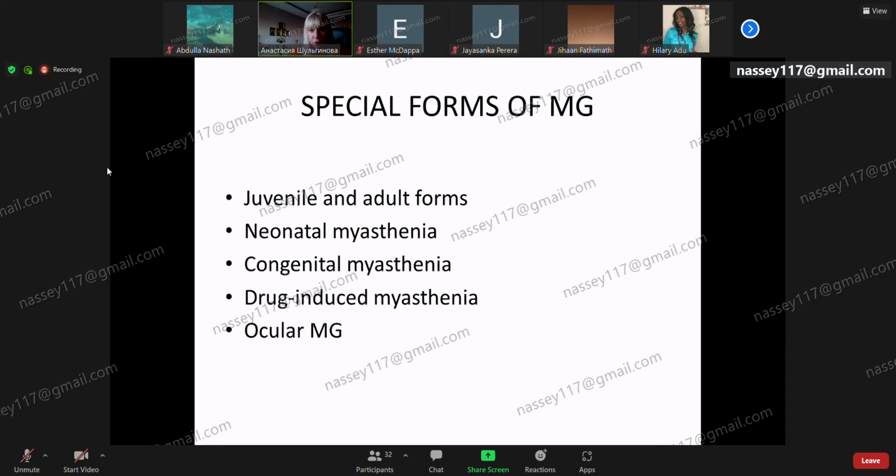What forms of myasthenia gravis can we describe? Juvenile or adult, neonatal, which is transient myasthenia, congenital, drug-induced myasthenia, drug-induced myasthenic syndrome, and ocular myasthenia gravis. We have a great variety of different classifications of myasthenia gravis.